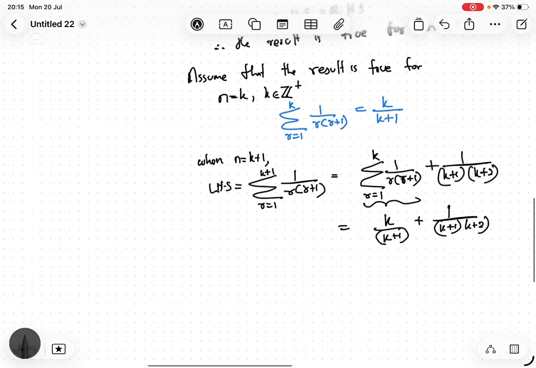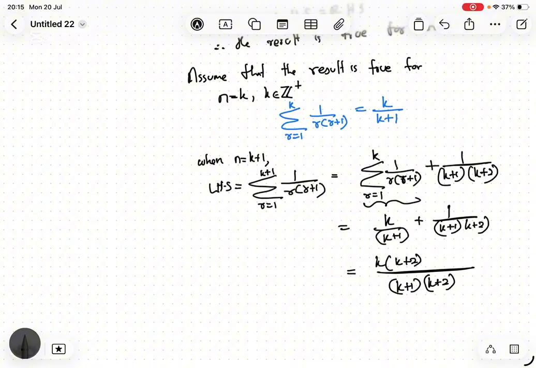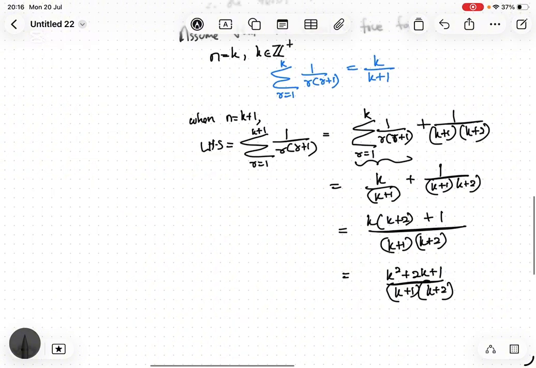Clear? Now you can take the common denominator here, k plus 1 into k plus 2, and what comes to the numerator? K into k plus 2 plus 1, which is equal to k squared plus 2k plus 1 over k plus 1 into k plus 2. So what you have in the numerator is k plus 1 whole thing squared, right?